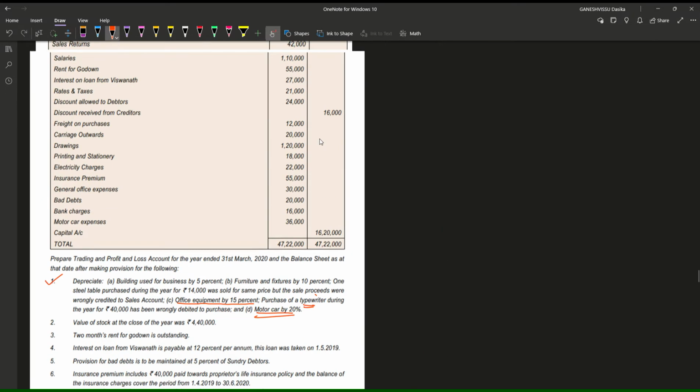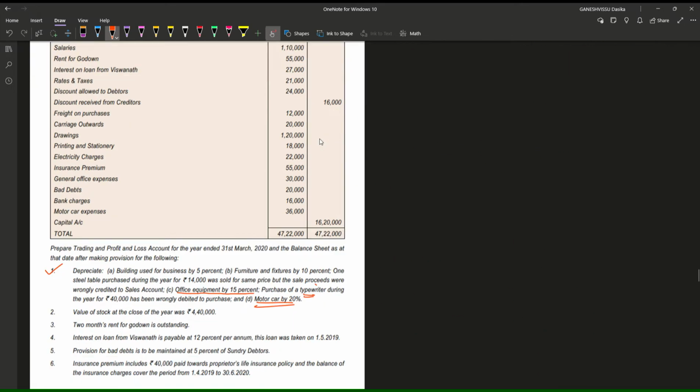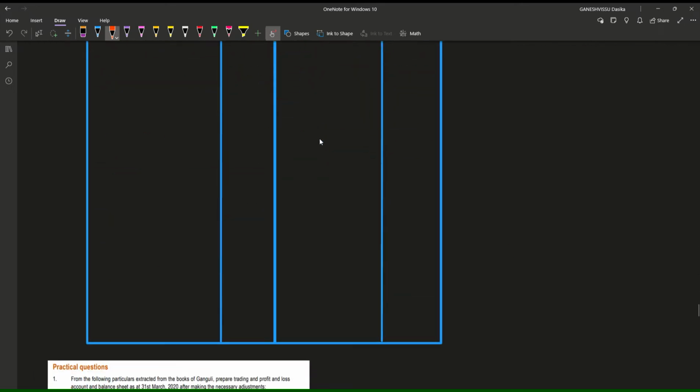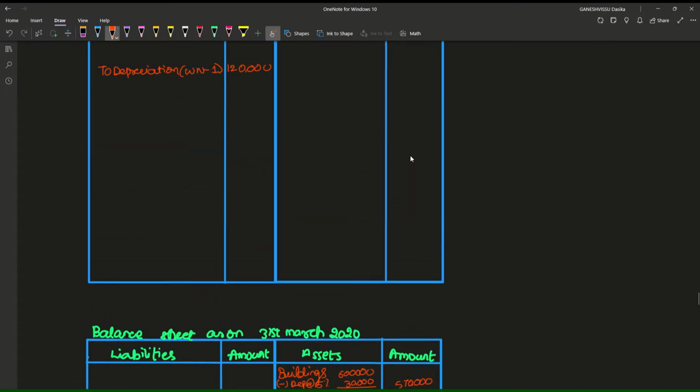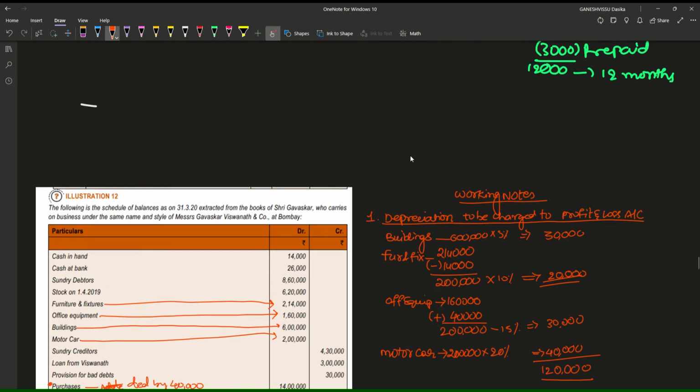Buildings, we are having 6 lakhs value, and 30,000 is the depreciation. Buildings 6 lakhs minus depreciation at the rate of 5%, which is 30,000. So the remaining value is 5,70,000. And the next one we have is furniture and fixtures.